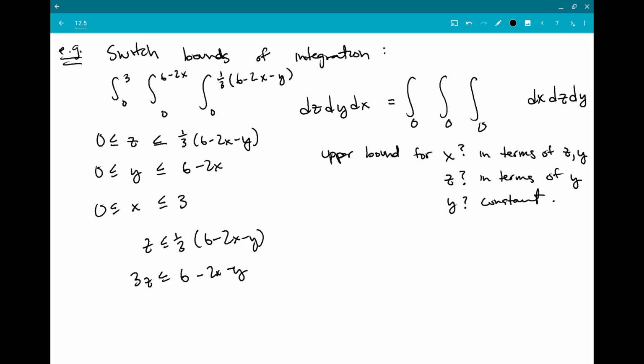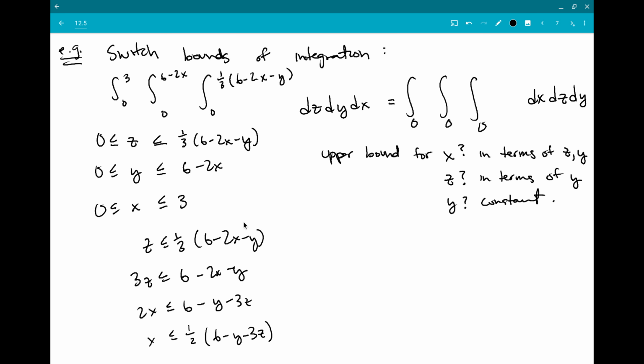And let's see, I'm looking for something about x. So let's isolate x. I just moved my x over to this side and my z over to the other. So x is less than or equal to 1/2 times (6 minus y minus 3z).